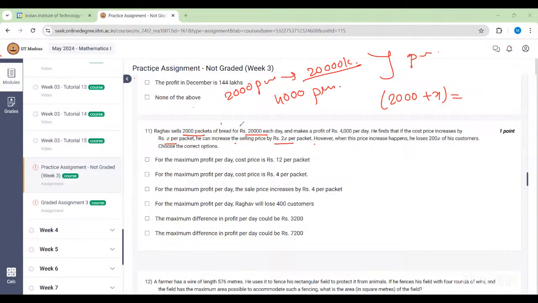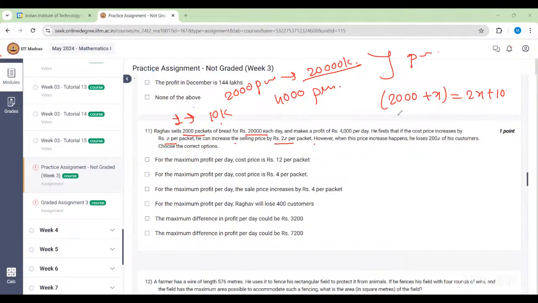So initially, if he sells 2000 packets, the selling price will be 20,000. So for one packet, 10 will be there, right? So that means for these packets, we have 2x plus 10. Am I right? However, when this price increase happens, he loses 200x of his customers. So for maximum profit per day, cost price is rupees 12 per packet.